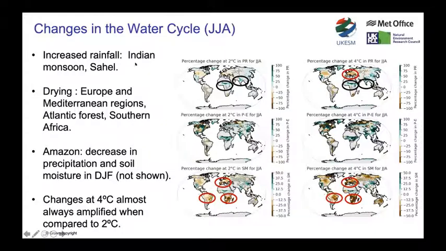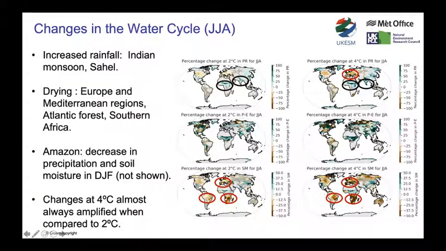We also looked at changes in the water cycle. Specifically, we looked at changes in precipitation, P-E, and soil moisture. I've highlighted a few things from results for seasonal June, July, August changes. On the left column are changes at 2 degrees Celsius, and on the right are changes at 4 degrees Celsius. These black circles are areas of increased rainfall. So the Indian monsoon is expected to get heavier, and the Sahel region will see more rain as well.